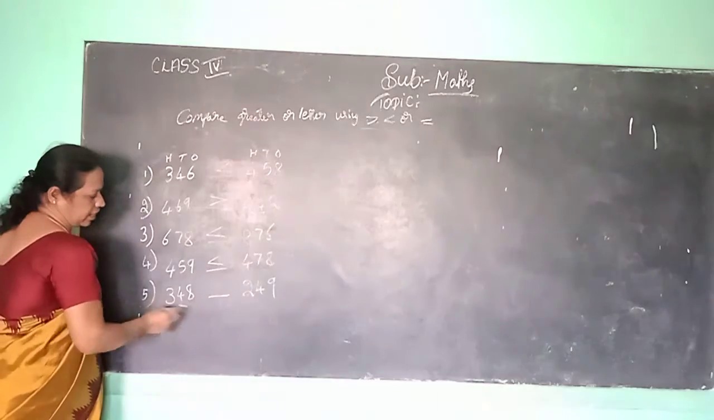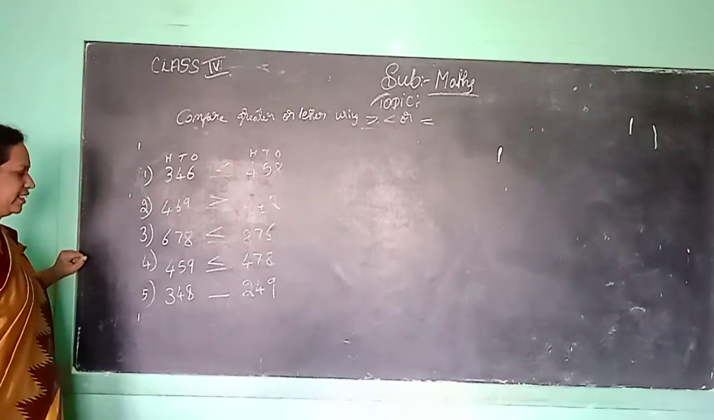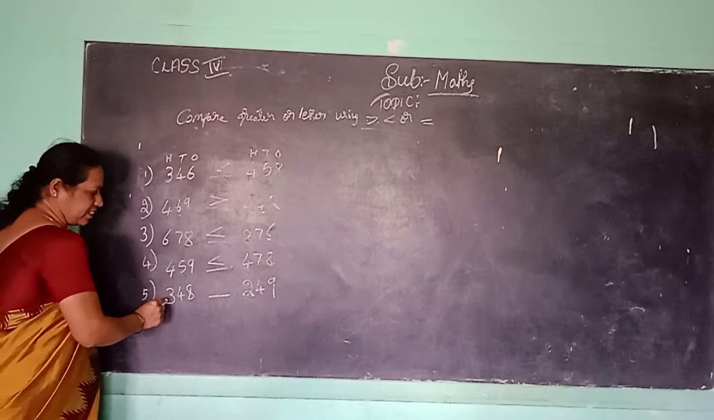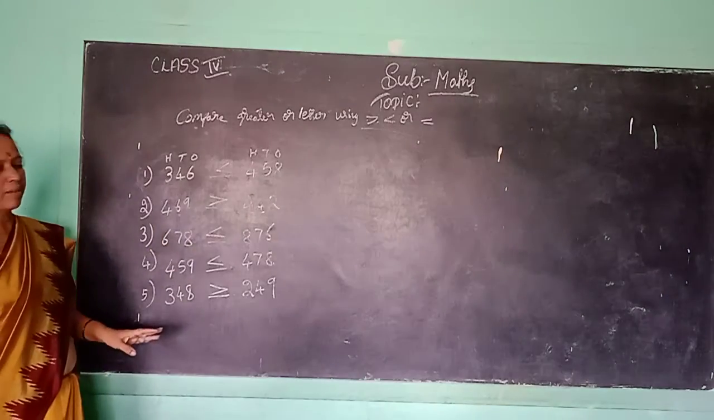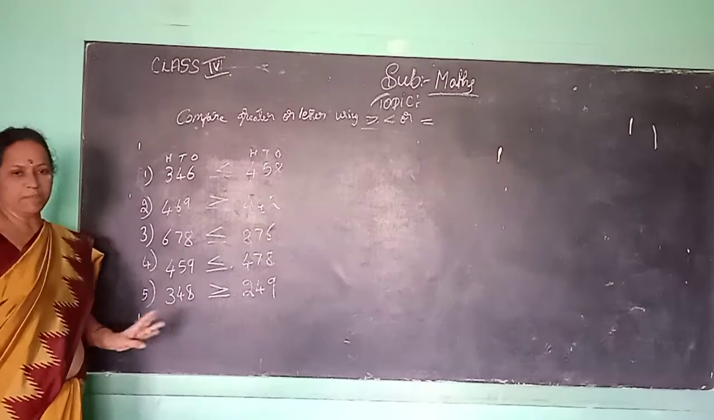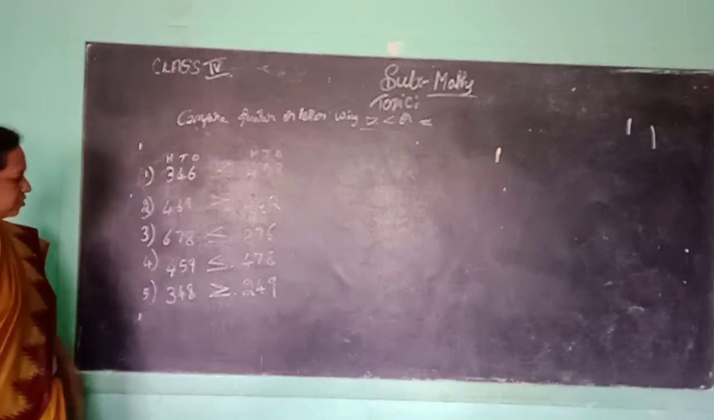Here, see, 300, here 200. Which is greater? 300 is greater. So, you have to turn the symbol. Which side is the greater number? That side you have to put the symbol, children. By seeing this, you can understand now.